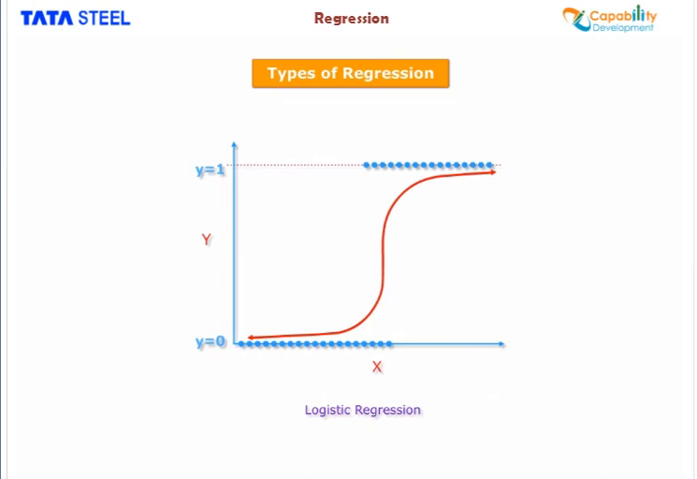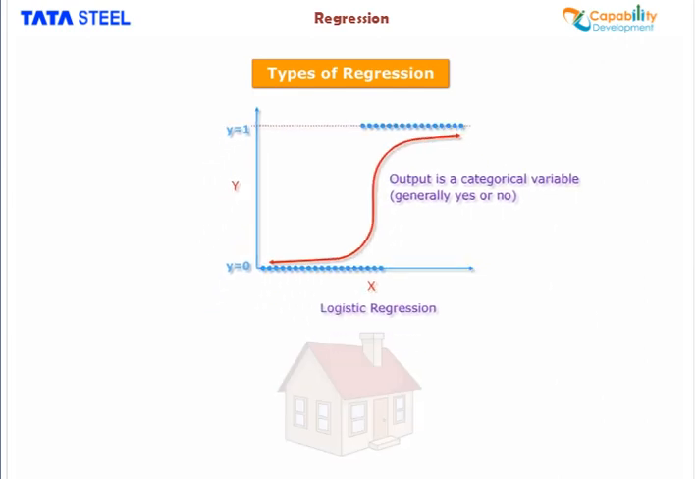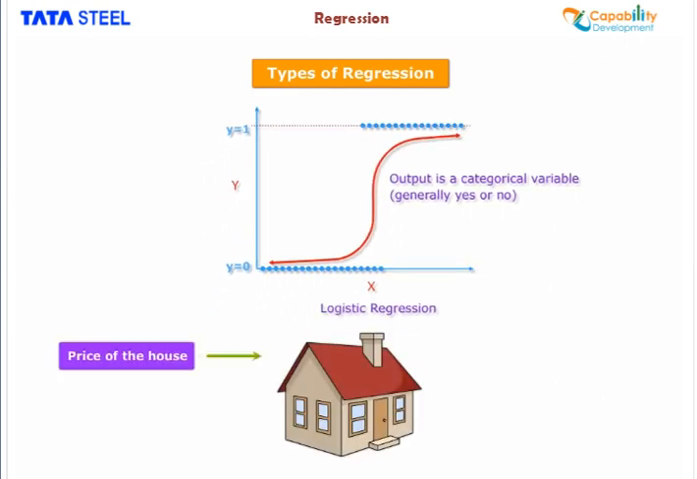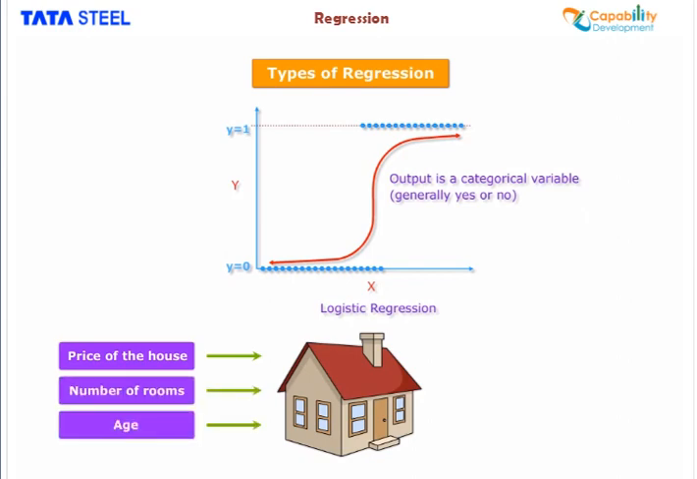Logistic regression. In this regression, the output is a categorical variable, generally yes or no. Strictly speaking, logistic regression helps in solving classification problems, but it is considered a type of regression because of the model involved in solving the problem. For example, with the given input such as price of the house, its age, number of rooms, etc., determining whether an individual will buy the house or not, yes or no.